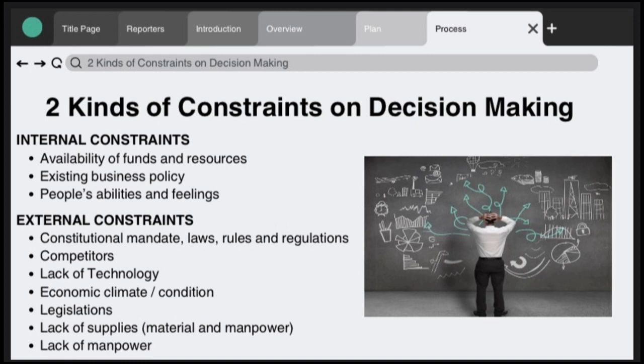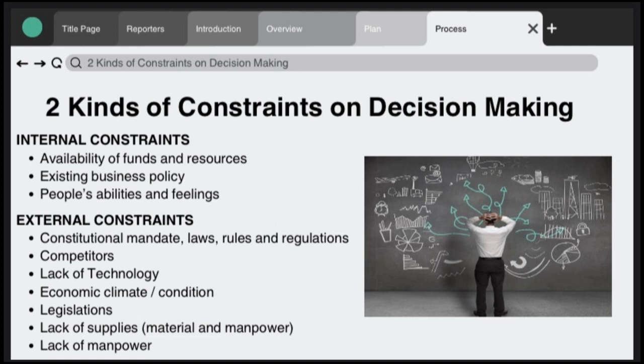Number three, people's abilities and feelings. An example of this is, imagine a team within an organization tasked with implementing a new software system to streamline operations. However, the team members have varying levels of technological expertise and different feelings about the change.